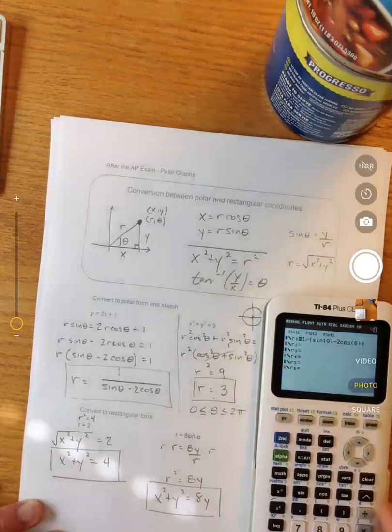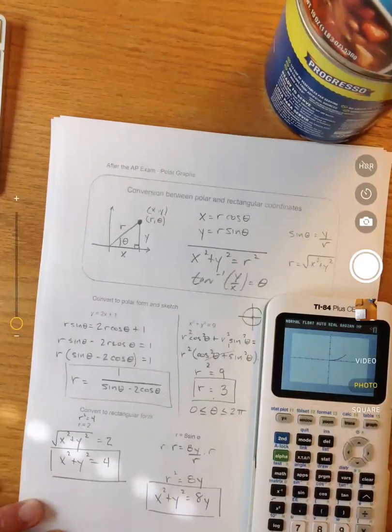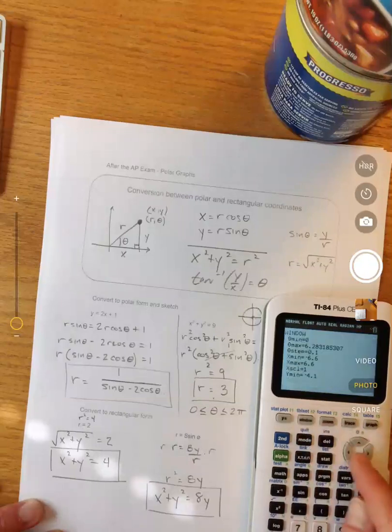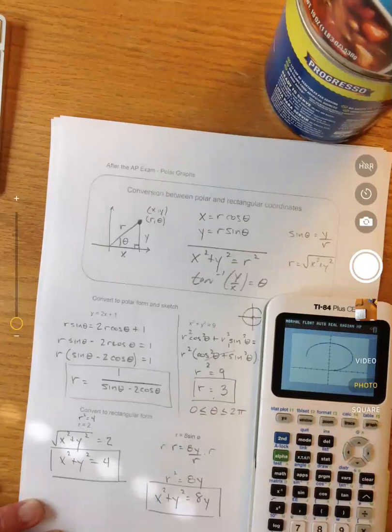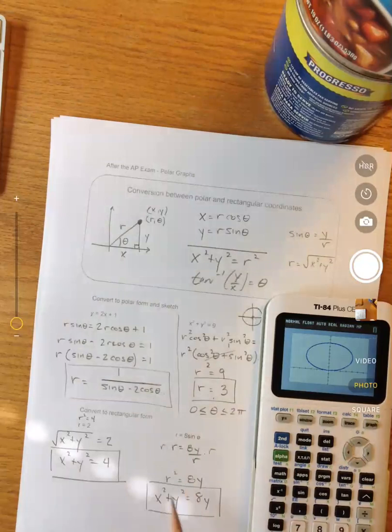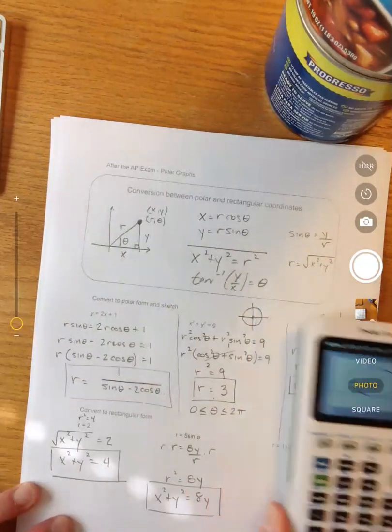So what this is, and I'm still in polar mode, I'm going to put in 8 sine theta. It might be a little hard to see, so let me change my window to something bigger. It's a little distorted now because I changed the dimensions, but this is an equation of an ellipse. This is a circle that's been stretched out more in the y direction than in the x direction, so it's a little bit oblong.